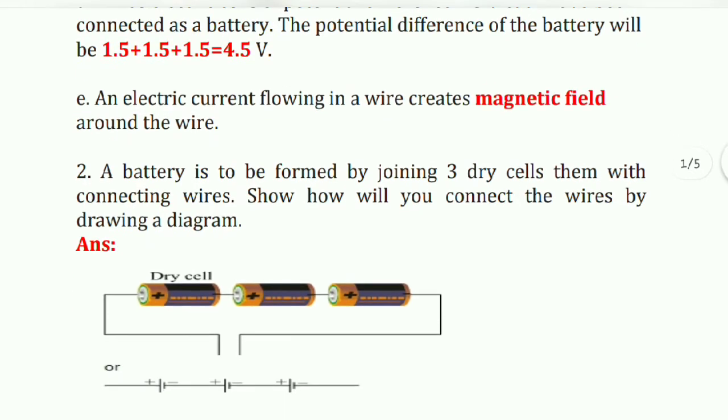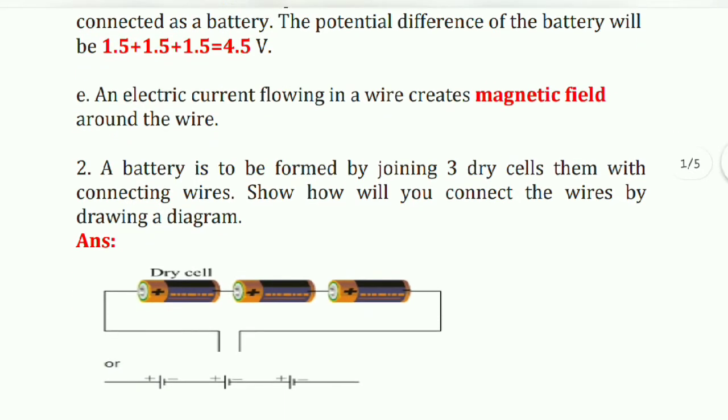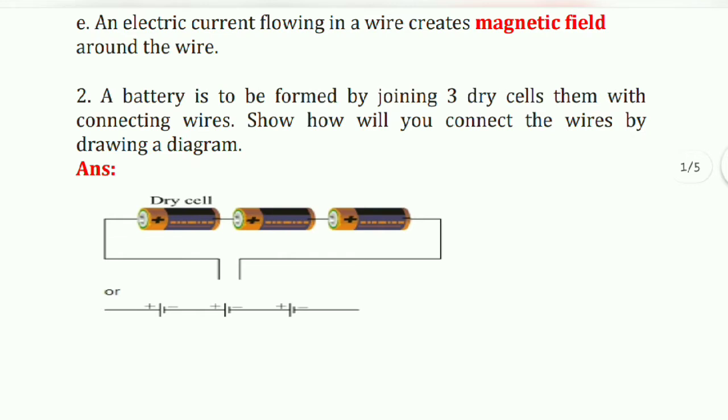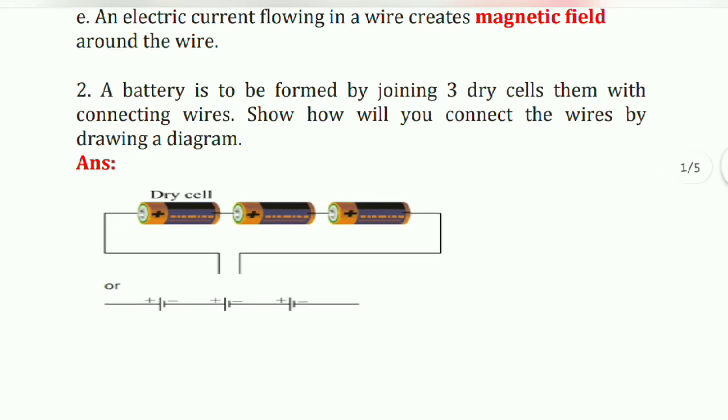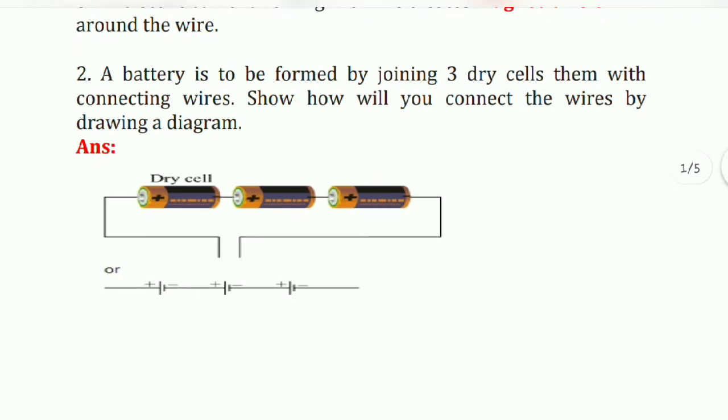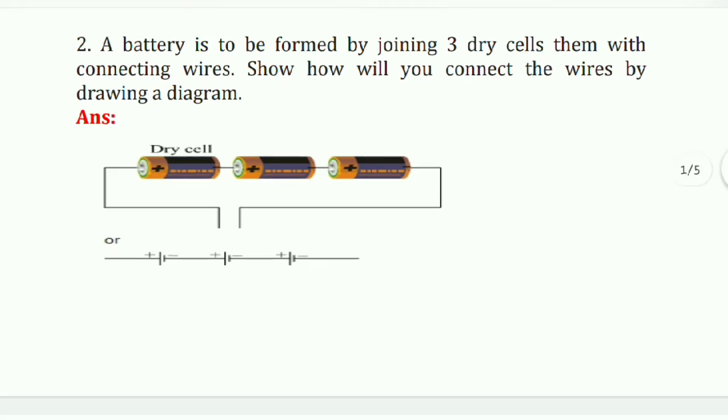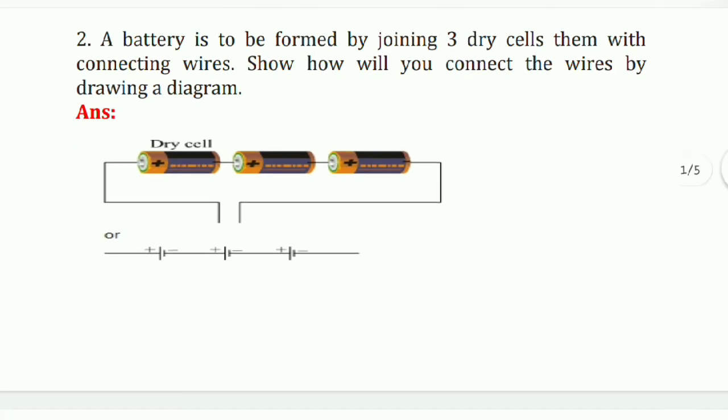Okay. Next question, an electric current flowing in a wire creates dash around the wire. So it creates a magnetic field around the wire. Then move to the second question, a battery is to be formed by joining three dry cells with connecting wires. Show how you will connect the wires by drawing a diagram. So you can see the diagram here. Okay. You can copy it.